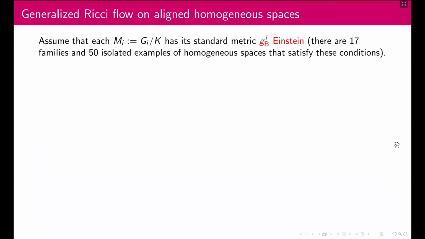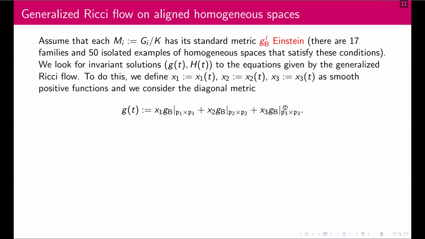So to study the generalized Ricci flow, to see the dynamical stability of this fixed point, we are going to assume one more condition: that each homogeneous space My has its standard metric Einstein. There are a lot of examples holding this condition, 17 families and 50 isolated examples of homogeneous spaces. So we keep that we have examples of this.